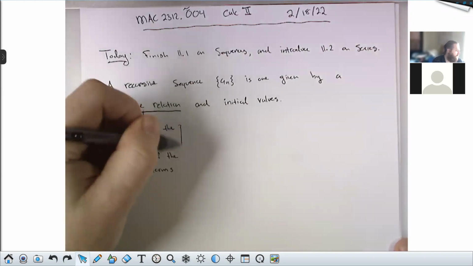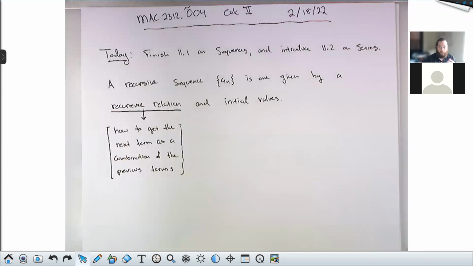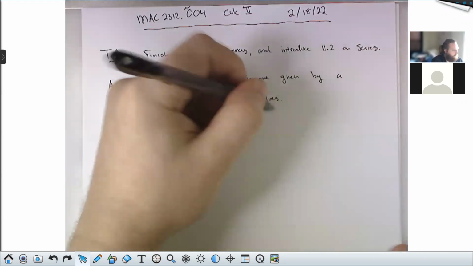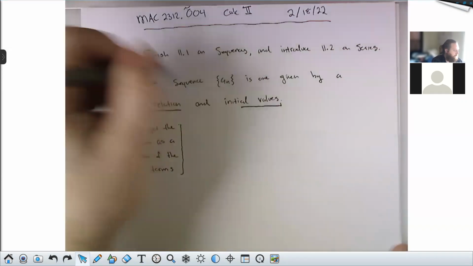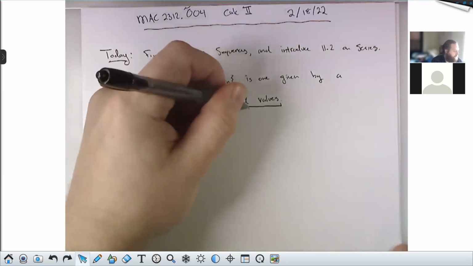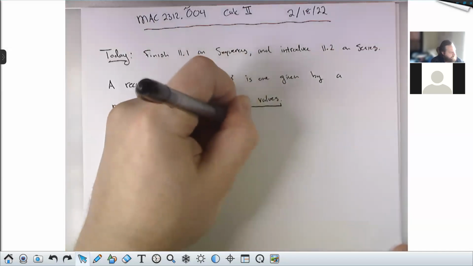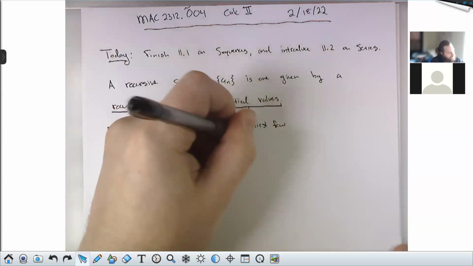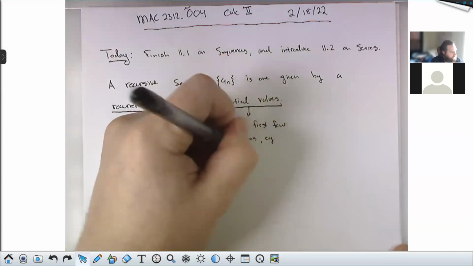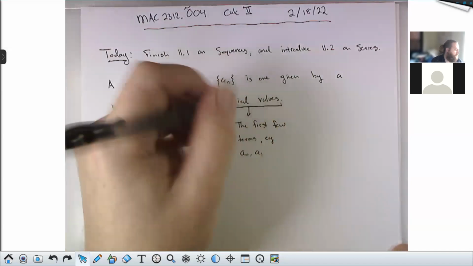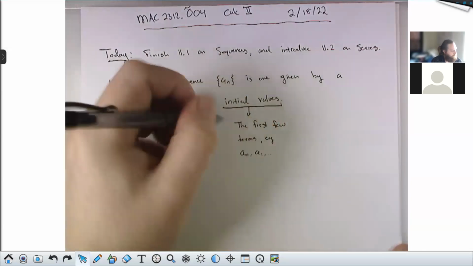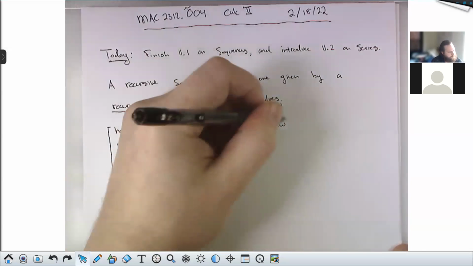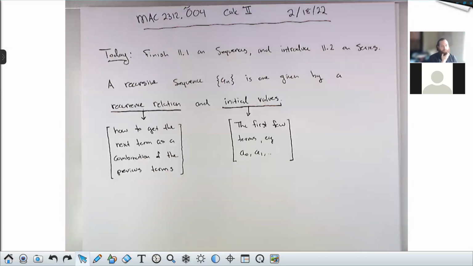So it's a rule that tells you, if you have the first term or the first two terms, the first three terms, how do you get the next one? If you have the first three terms, how do you get the fourth term? And so on. And the initial values are what they sound like. This is just the first few terms, e.g. a0, maybe a0 and a1, the first couple terms, maybe the first three terms, but a finite number of terms.